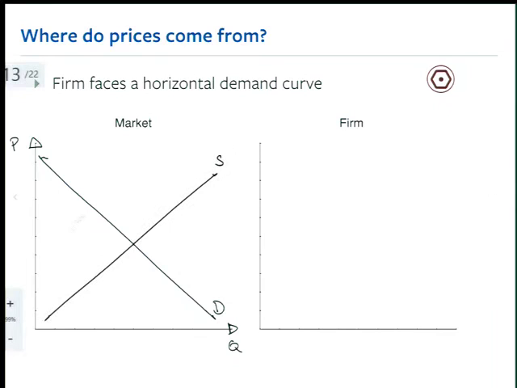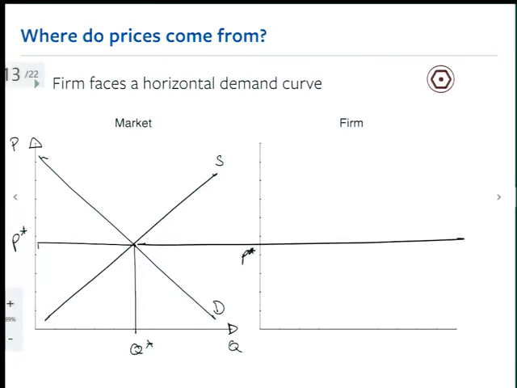Where's equilibrium price in that market? Interesting things in economics always happen where the lines cross. So this here is going to be equilibrium market quantity, and this here is going to be equilibrium price. So what price does the firm get if it sells its output into a big, competitive, large market? It gets whatever P star is in the market, right?